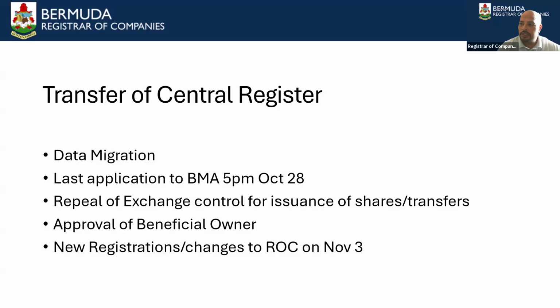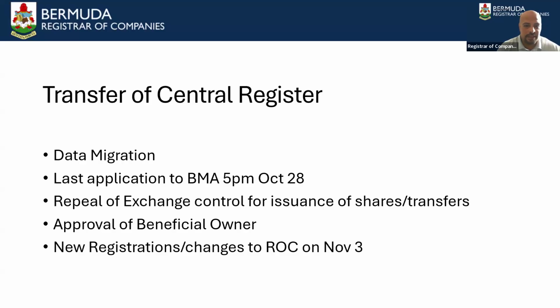So as we go along, the last applications for the BMA should be submitted no later than 5 p.m. on October 28th, on the Tuesday, sorry. This is to allow the BMA to complete any outstanding applications for new registrations, also with changes of beneficial ownership. And that's the reason why we gave them a couple of days to do that: we have to make sure we have the data all in the right format and converted over, ready to move.